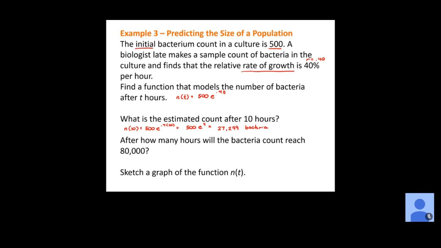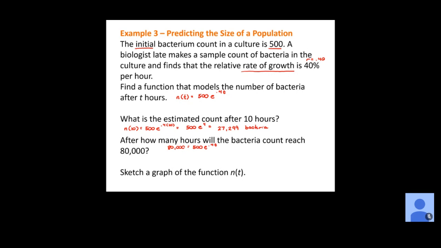All right, now our next question, we want to know after how many hours will the bacteria count reach 80,000? Okay, so they're giving us the total count of bacteria this time. They're asking for how many hours, so we're looking for a t value. We're going to set our equation equal to 80,000 this time. We still know the initial population is 500. We have e, our growth rate still 0.4, and we're looking for t.